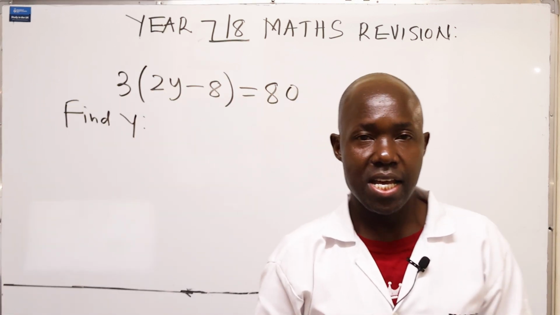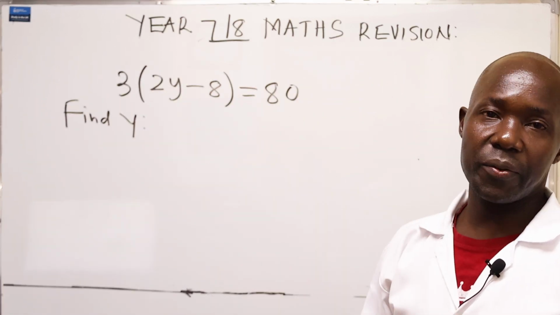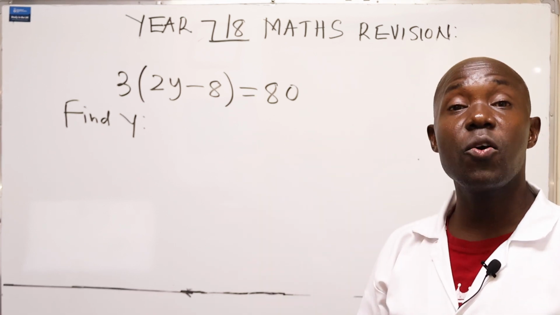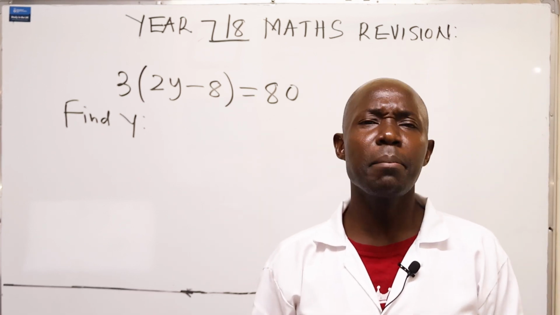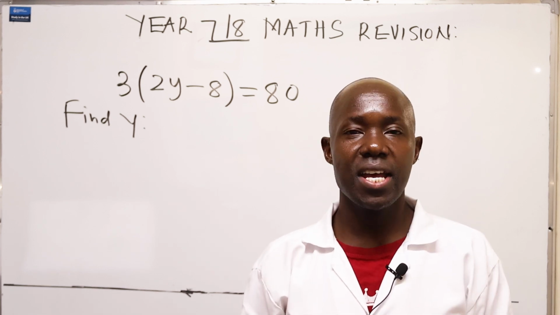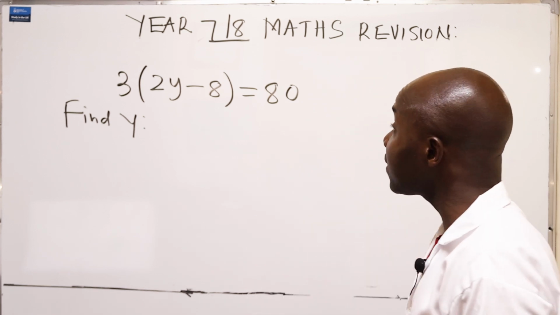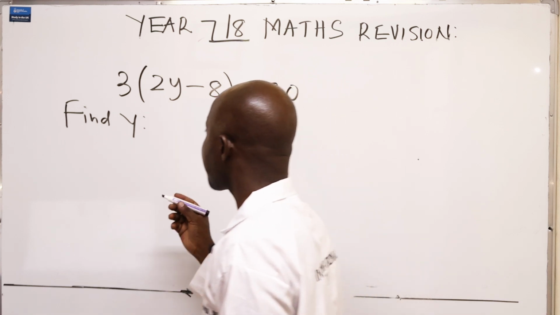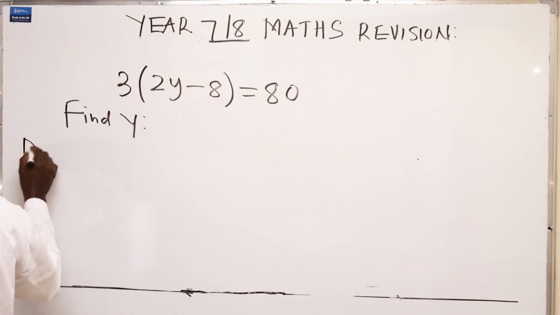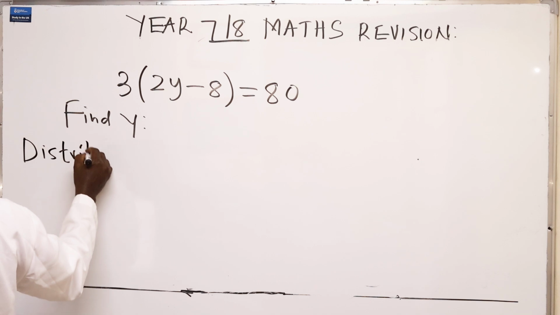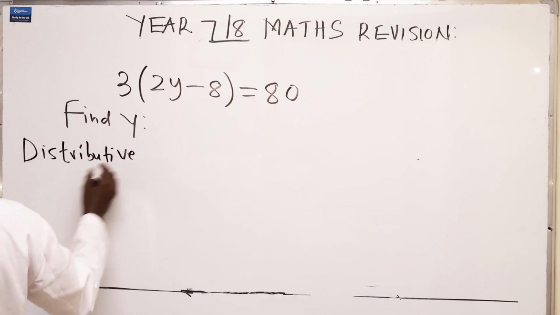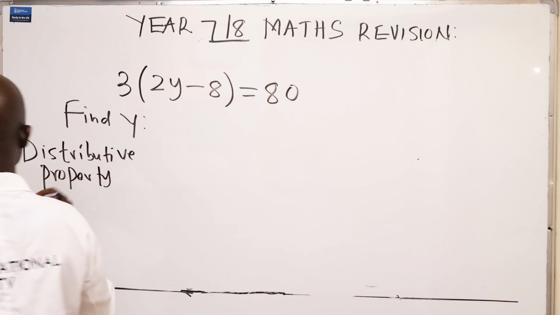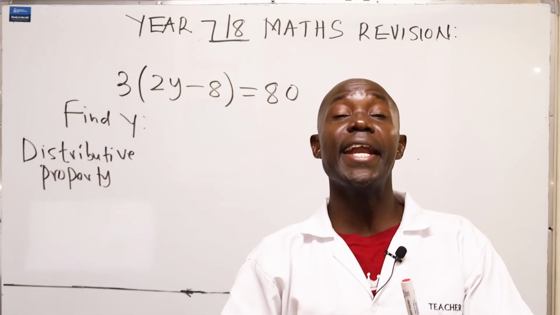Now, let us look at that question. It is 3 into 2y minus 8 equals to 80. Number one, there is a variable there, y. So what is the first step? The first step in mathematics is to open the bracket. And opening the bracket, we call it distributive property. Distributive property simply means we are distributing.